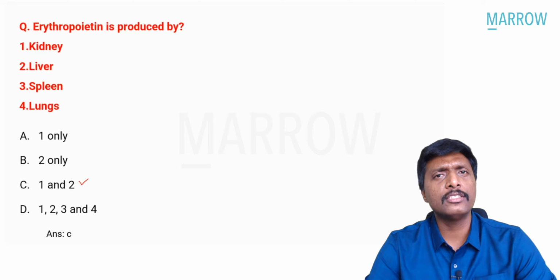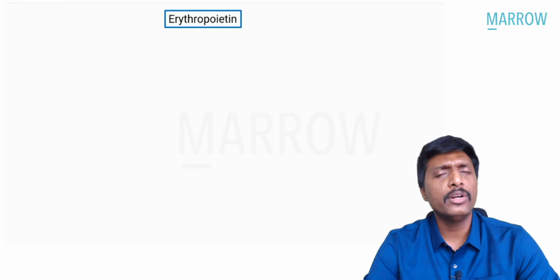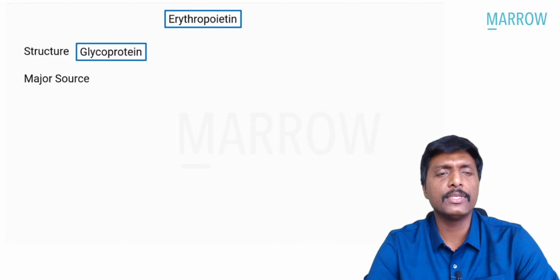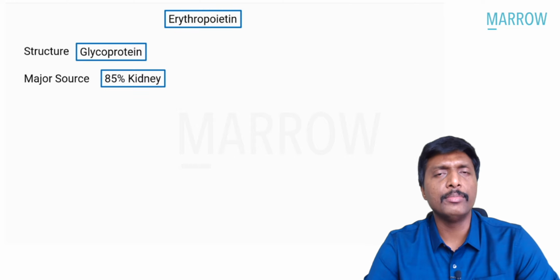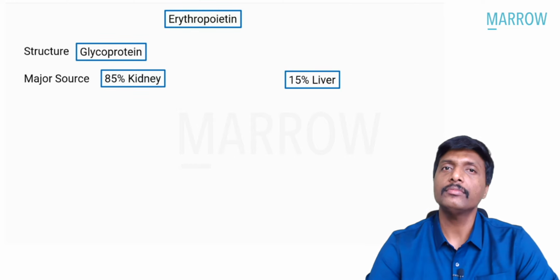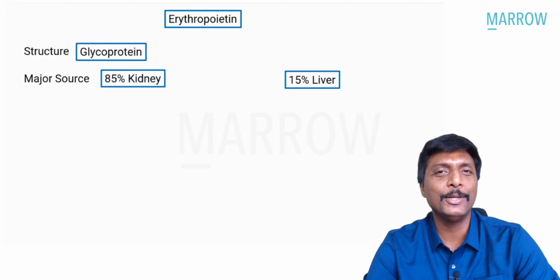A very important discussion now. Majority of the points you already know, but something is definitely new, I'm sure. First question: what is the structure of this compound erythropoietin? It belongs to glycoproteins. Very important. Second question: what is the major source, guys? I told you, kidney, obviously. What percentage? 85%. The remaining 15% comes from the liver. Remember the peri-peri flavor. Why, sir, peri-peri? That peri is the important thing to remember here.